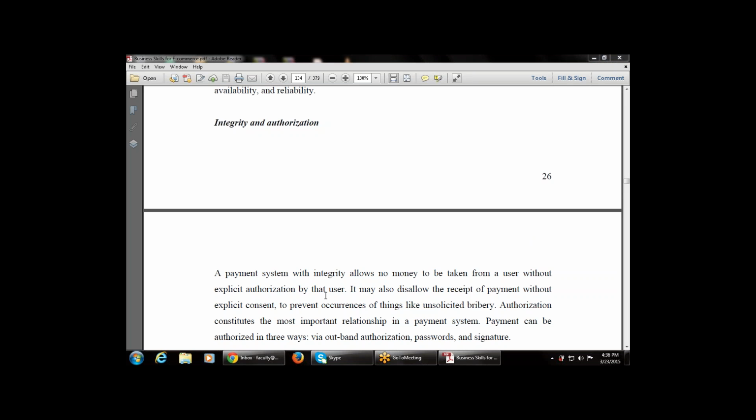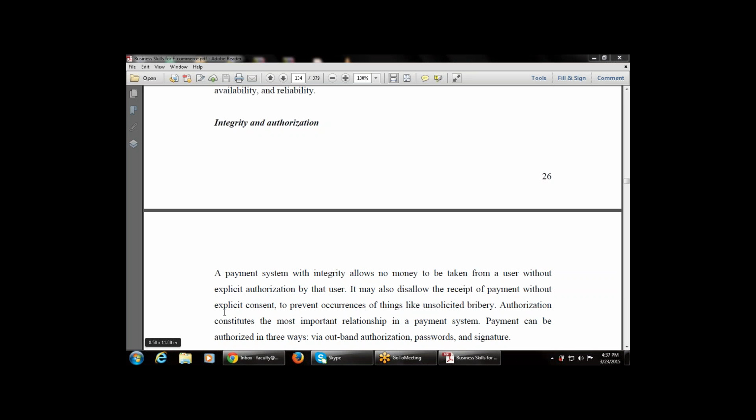Integrity means integrate the information like username and the password. First of all, the username and password must be combined, must be matched with each other. That is integrity. And authorization means we have to identify which payment system is authorized. If there is any fraud in the system, that is not an authorized system. So this is one of the most important elements of the e-payment system.